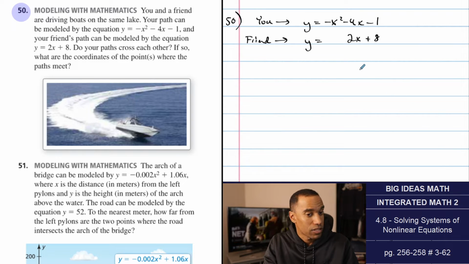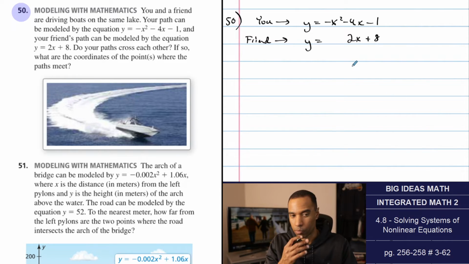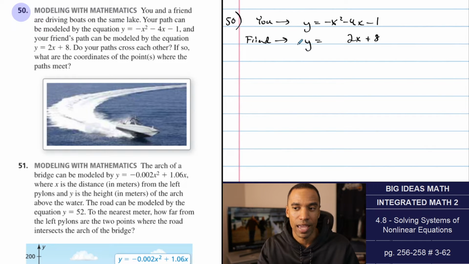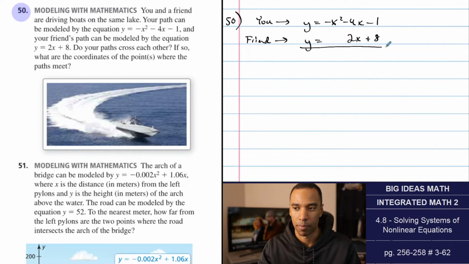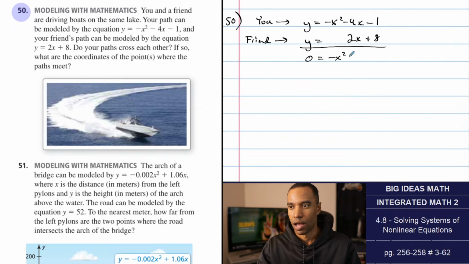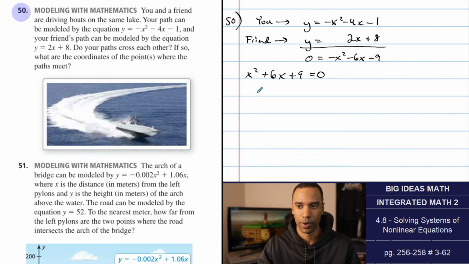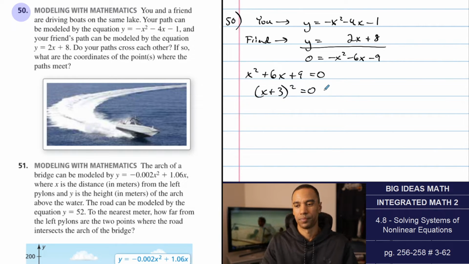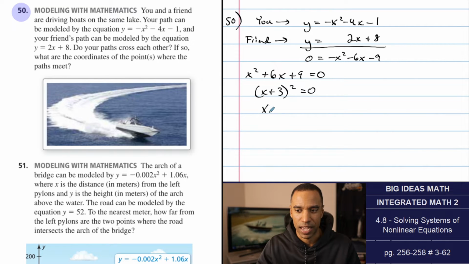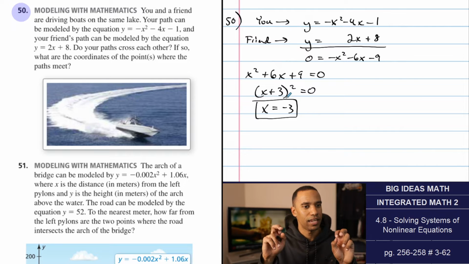Do your paths cross each other? If so, what are the coordinates of the points where the paths meet? So we're solving for x and y if they happen. Probably makes sense to have them happen. And if they don't, then they don't. Minus 2x. Negative 1 minus 8. Oh, they totally cross paths. X plus 3 quantity squared equals 0. Perfect square trinomial that factors down. X equals negative 3. We cross paths once at negative 3.